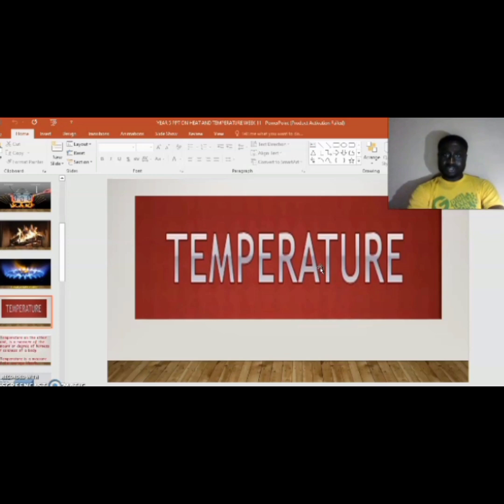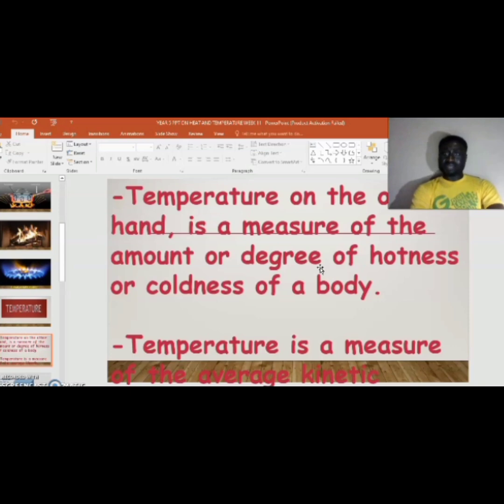So we're looking at temperature. Like I said earlier, we're looking at heat and temperature, the relationship between heat and temperature. Temperature, on the other hand, is a measure of the amount or degree of hotness or coldness of a body. How hot or cold a body is. When we say a body, it could be a solid, a liquid, or even gases.